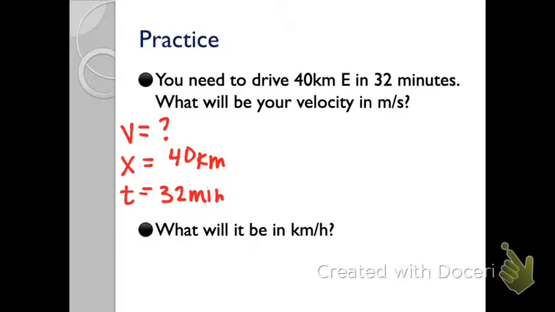I'll tell you now, it's going to be easier for us to convert these values before we solve for velocity, right? We want to convert them before we solve. So I need to convert kilometers to what? Meters. And I want to convert minutes to seconds. Right? It's going to be easier to do it before you do the velocity part of it. So 40 kilometers would be 40,000 meters. Right? And 32 minutes we're going to multiply by 60 to get to seconds.